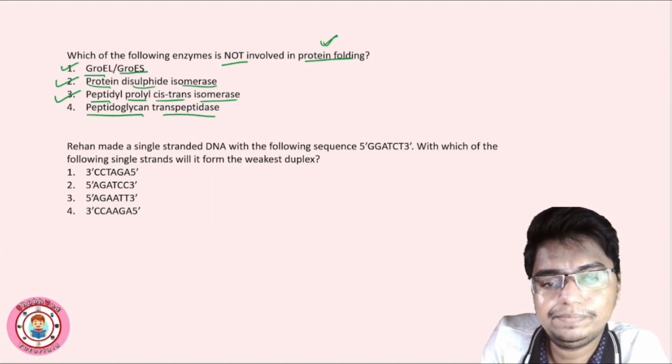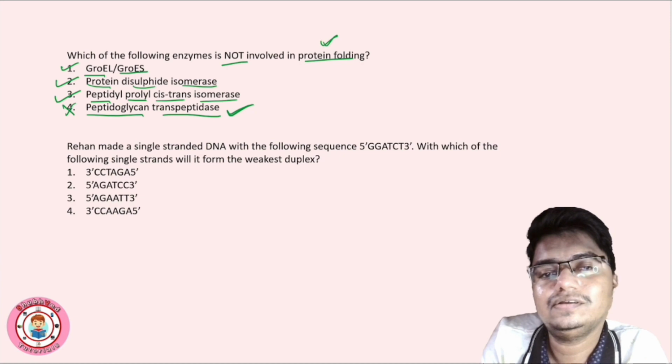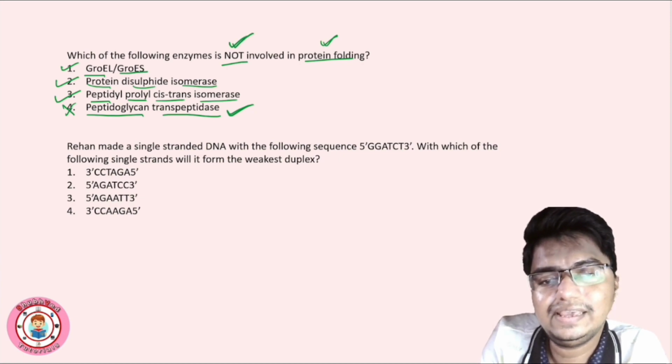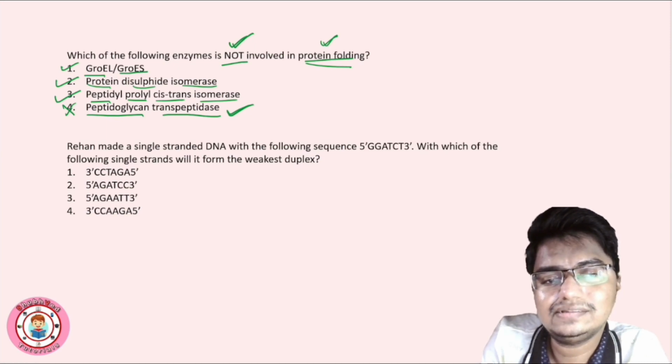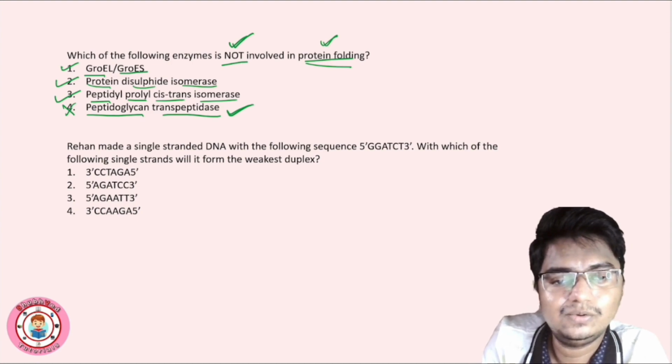Peptidoglycan transpeptidase. This is not involved. This will be the correct option. We are asking for the one that is not involved. So these three are involved in protein folding: GroEL, GroES, protein disulfide isomerase, peptidyl prolyl cis-trans isomerase, and peptidoglycan transpeptidase, which is not involved.